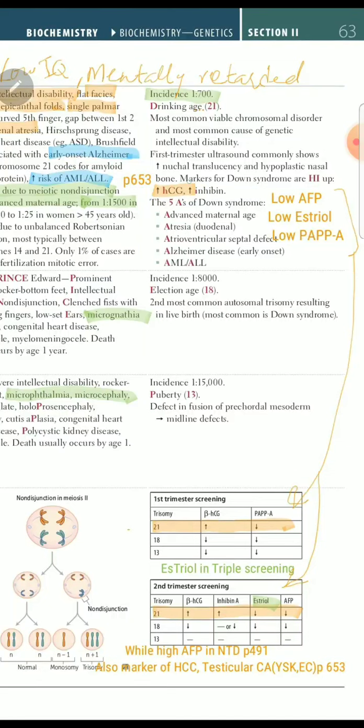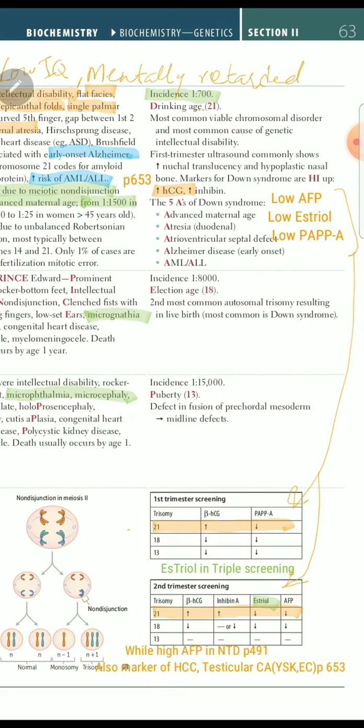Coming towards diagnosis, first trimester ultrasound will show an increase in nuchal translucency. It may be asked, or hypoplastic nasal bone. Important are these markers. Two things will increase: beta HCG and inhibin A. Beta HCG and inhibin A increase, and decreases are alpha fetoprotein AFP, estriol, and pregnancy associated plasma protein A. So these three will decrease, and these two will increase: beta HCG and inhibin A.